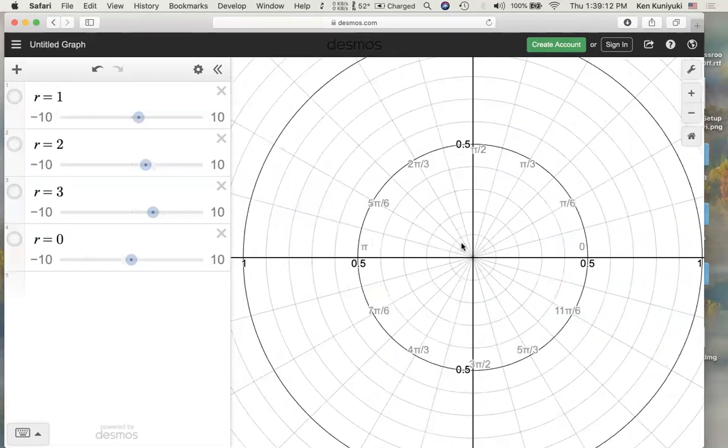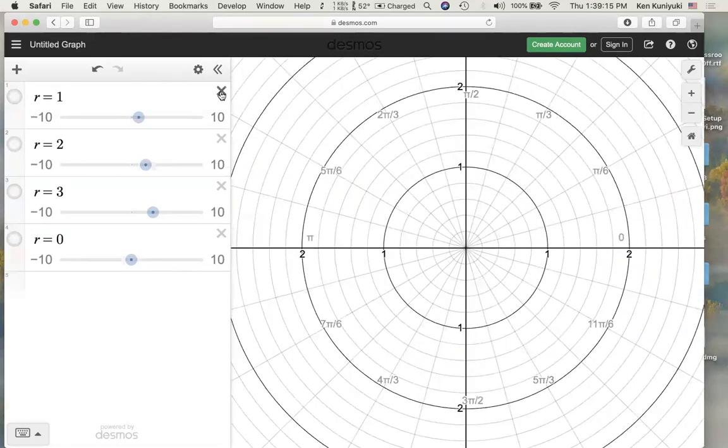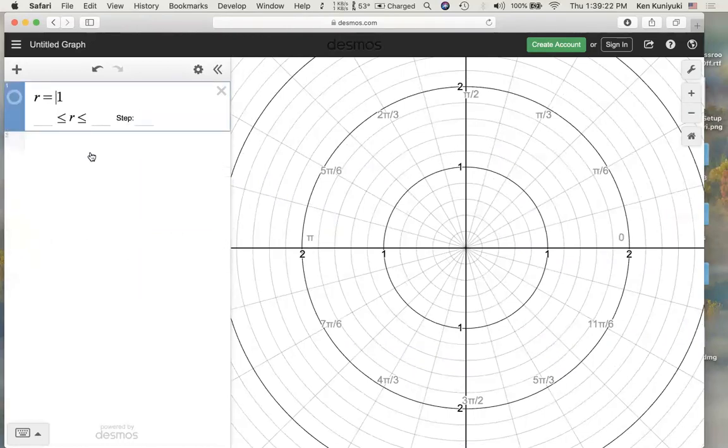All right. Now, before we do that, what about r equals -1? Can Desmos do that? r equals -1. No, Desmos doesn't know this. Actually, r equals -1 has the same graph as r equals 1. It's just that you're looking at the angles from a different perspective. We'll talk about that later. So r equals 1 and r equals -1 have the same graph.